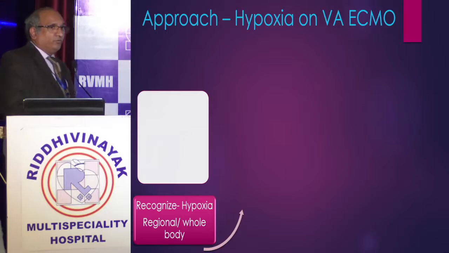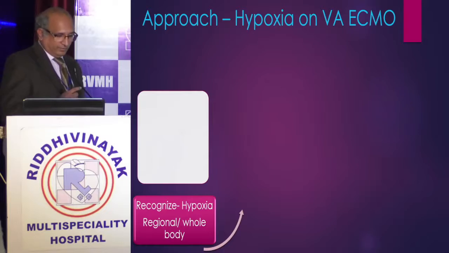Now your patient is on VA ECMO, and if you have hypoxia, the approach is different for VV as well as VA ECMO. If it is VA ECMO and hypoxia, you have to find out whether it is a regional hypoxia or a whole body hypoxia. That is again most important.